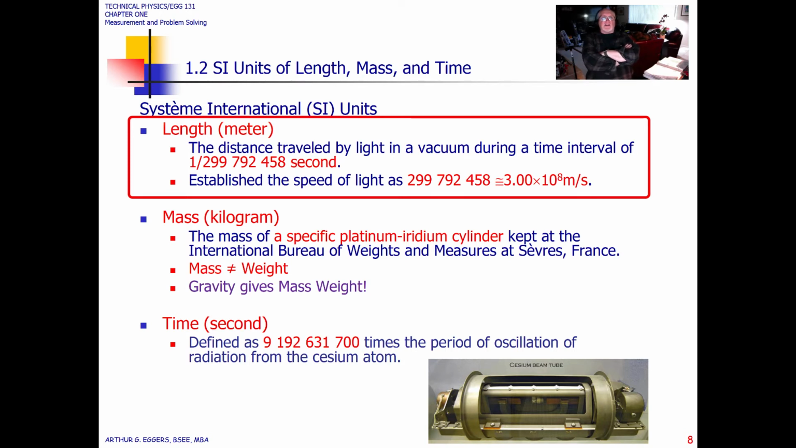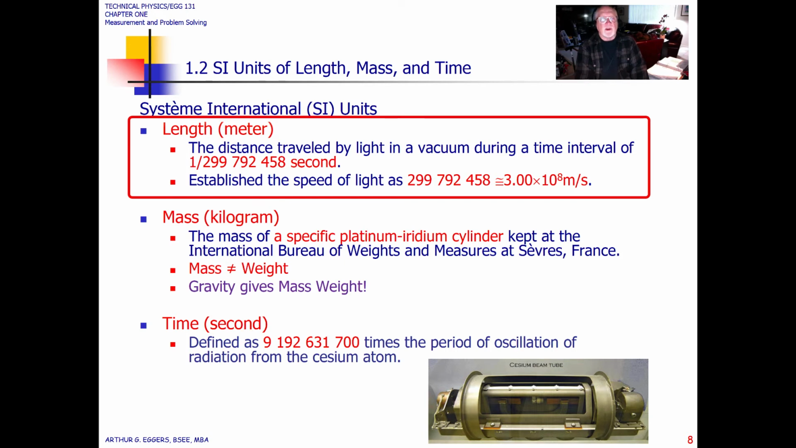Length, then, is the distance traveled by light in a vacuum during a time interval of 1/299 millionths, 792 thousandths, 458 hundredths of a second. Okay, so that's a pretty exacting measure for length. The established speed of light then from that is 299,792,454, or approximately 3 times 10 to the 8th meters per second. 3 times 10 to the 8th meters per second is pretty much our standard unit that we will use in our calculations.